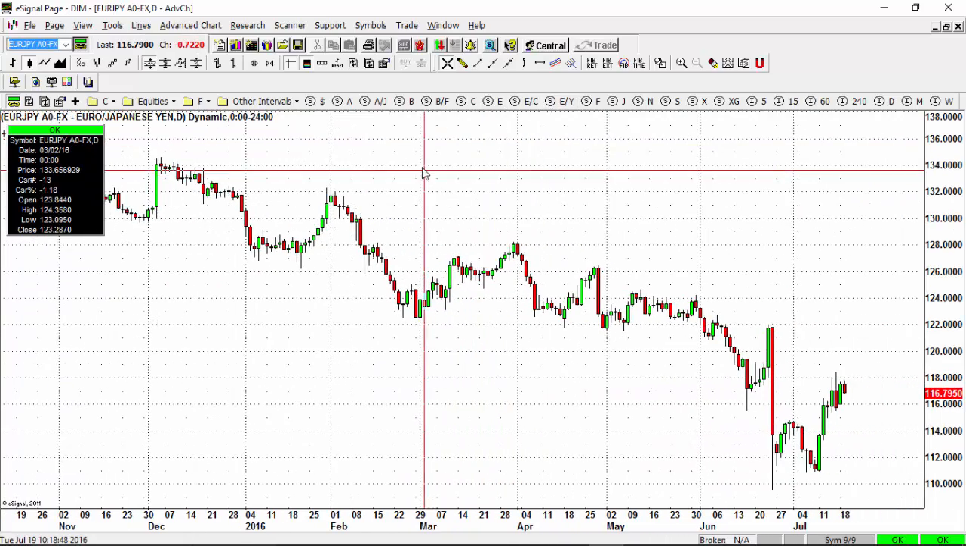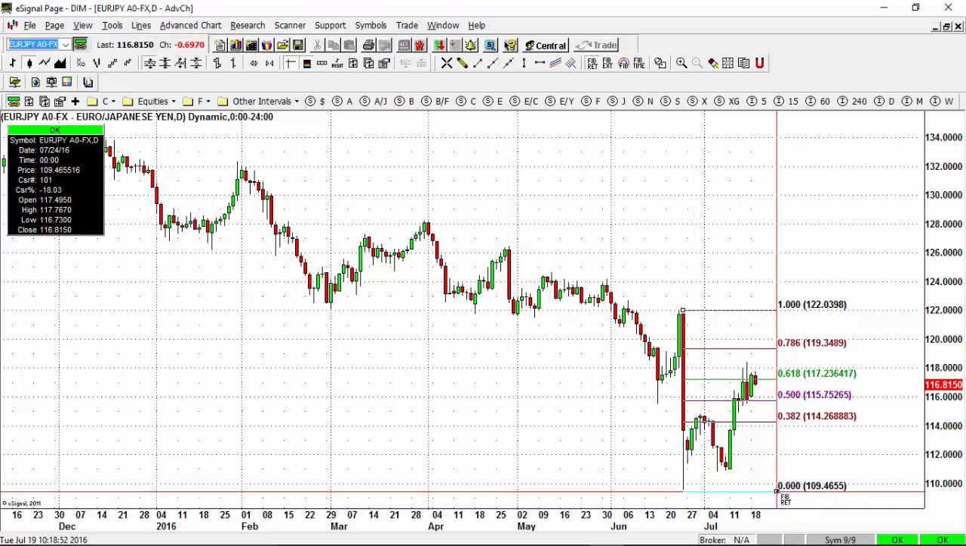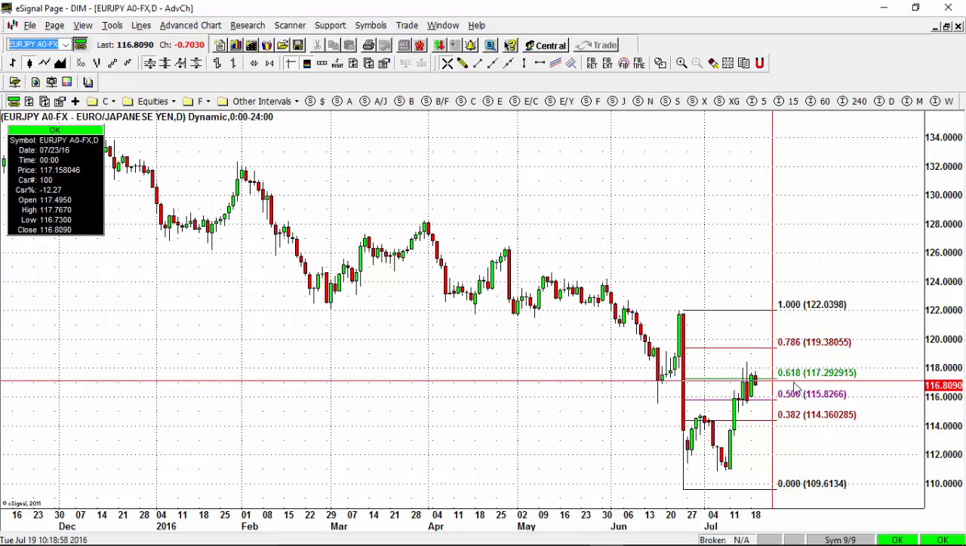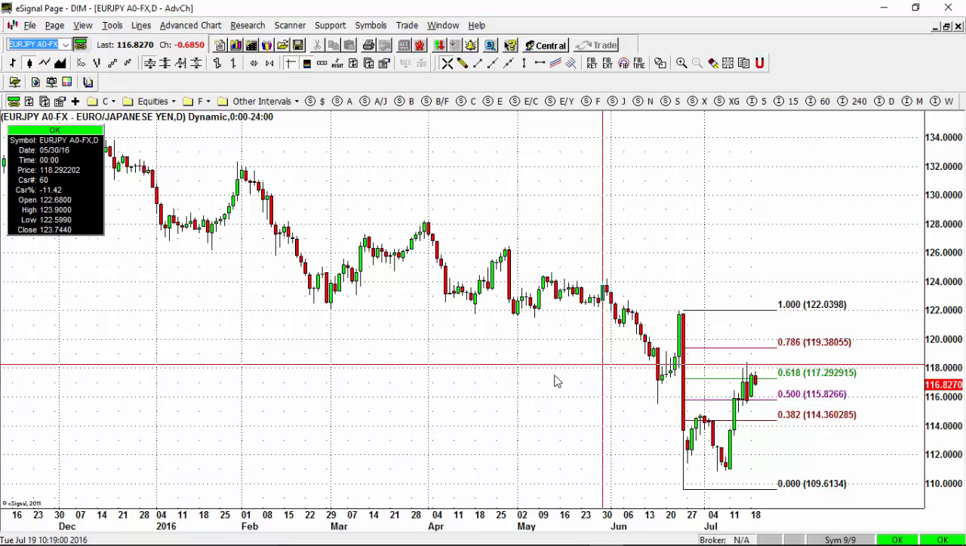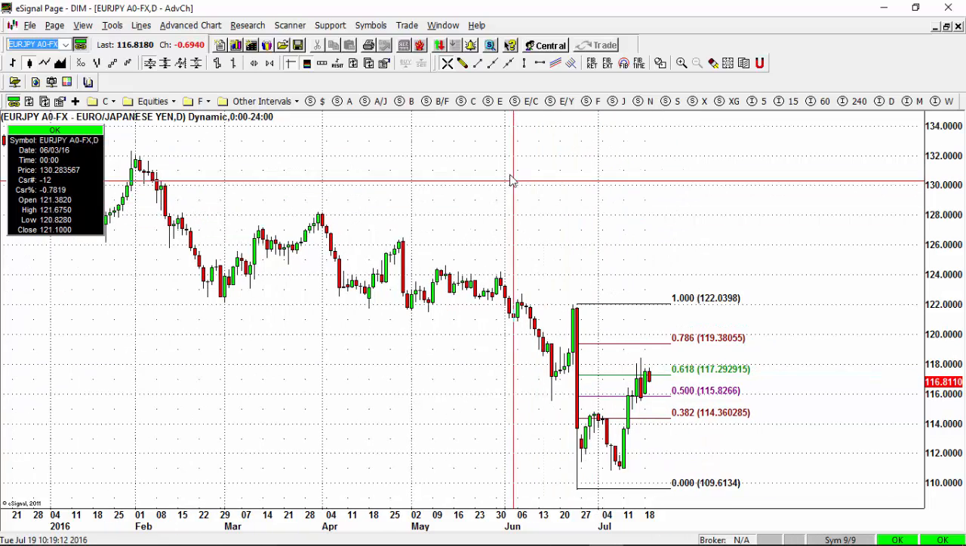Similar situation with the euro yen. Market is coming up, or is trading at the 61.8 retracement level around the 117.20 region, and we could see a move down in the value of the euro versus the Japanese yen. So there are some interesting moves that could be on the way here in the forex markets.